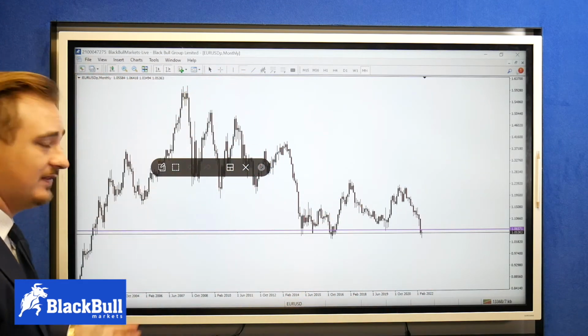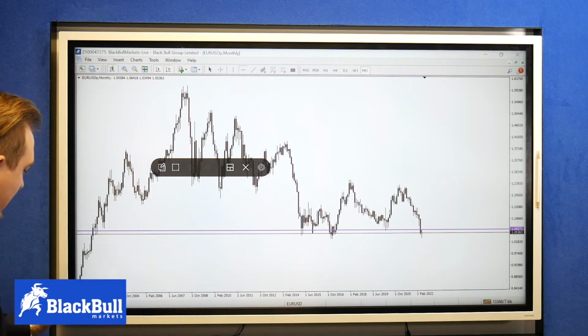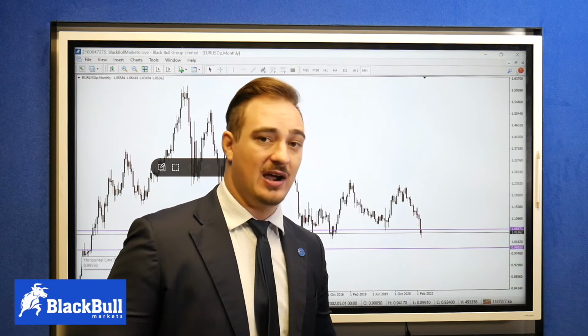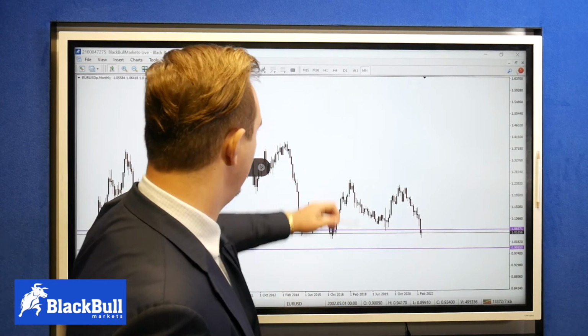Now, looking here far to the left, it is a very long time back in history, so yes, we need to keep that in mind. But we have a nice zone here. 0.99550 is what we've got here on our chart.